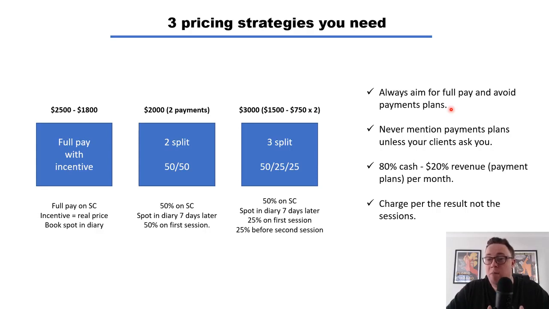Secondly, you never want to be mentioning payment plans unless your client asks. So let's say you're doing the strategy call process, which I'll talk about a little bit more in a second. And at the end of the call, you say, okay, my everyday price to quit smoking is $2,500. But if you want to work with me today, I'm going to drop it down to $1,800. Now, we call this an incentive-based price, which I'll talk about more in detail.